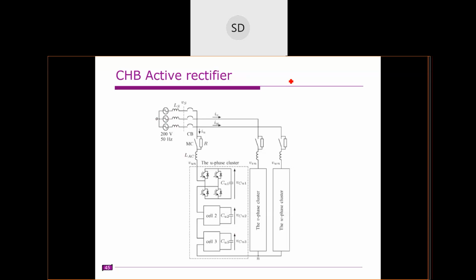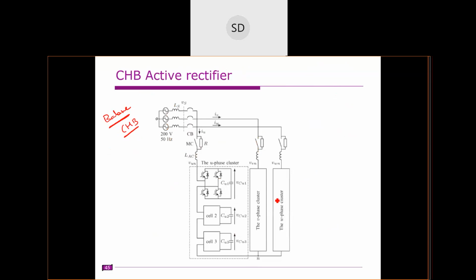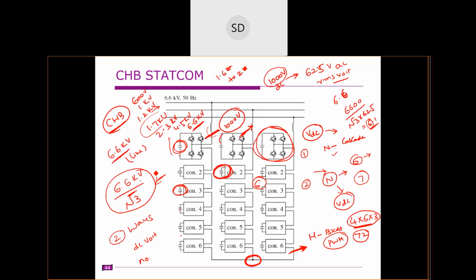So next, once you decide this, how to balance these capacitor voltages in case of a cascade H bridge. If you consider this example, how many capacitors do you have? This 1, 2, 3, 6 into 3, so total you have 18 capacitors. So you need to balance these 18 capacitors.